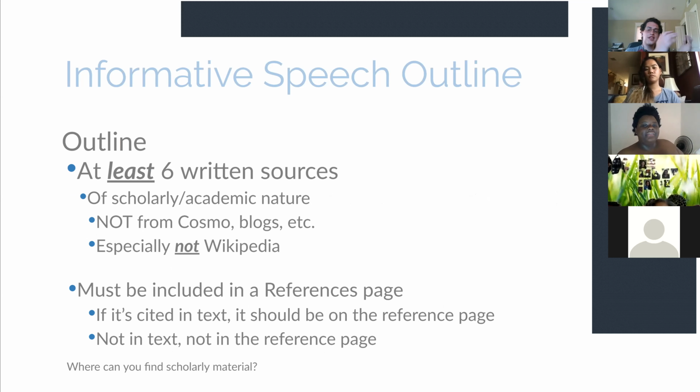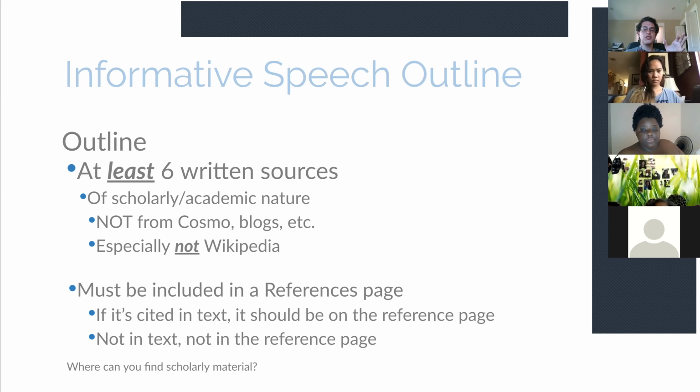You want to have 6 different sources of research for your outline, a minimum of 6 cited and referenced in APA format. If you're not familiar with APA, you want to recheck and review the lecture from Monday, but you need to have a minimum of 6 different sources, both cited in the text of your outline and as a reference on a separate page.